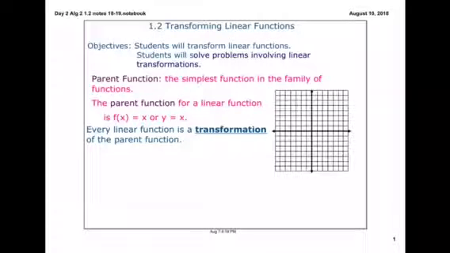Section 1.2, Transforming Linear Functions. Today you will transform linear functions. You will solve problems involving linear transformations. The parent function is the simplest function in the family of functions.